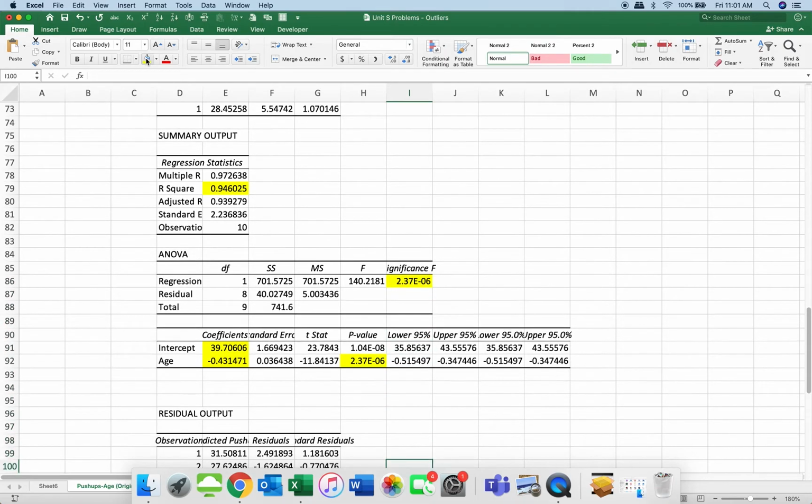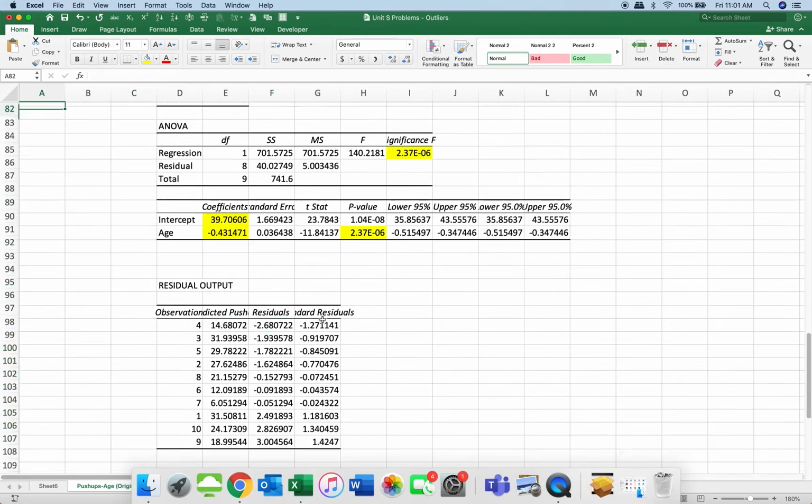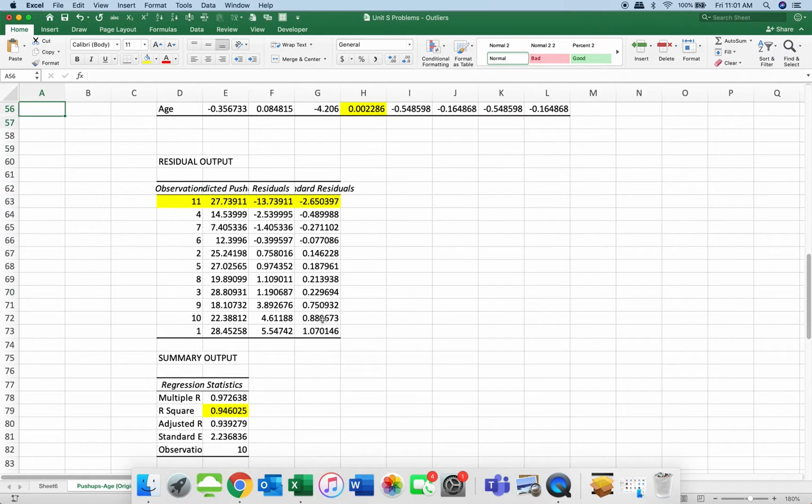It's almost 0. Last thing that we want to do here is just do another sort, and all of these standardized residuals are now within that plus or minus 2 range. So we would stop there and we would say, we got rid of the 2 residuals. This is a much better model here.